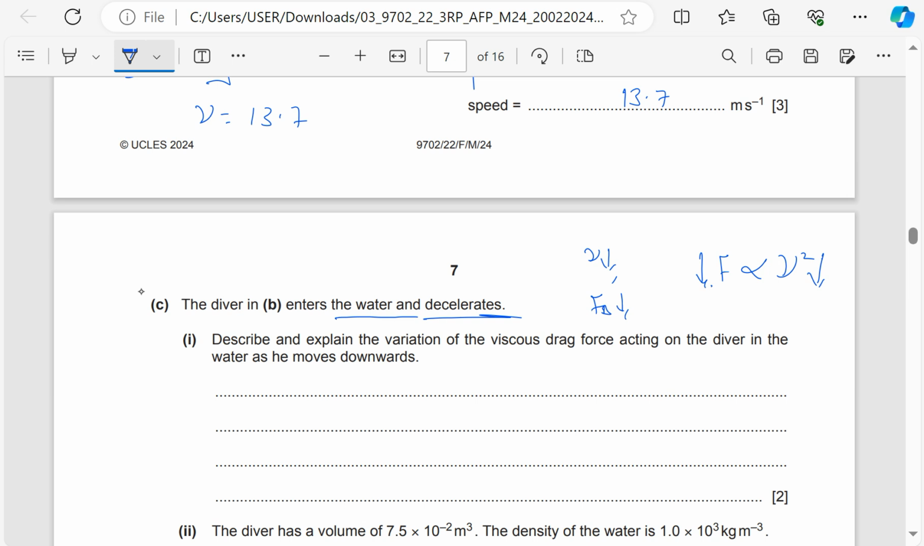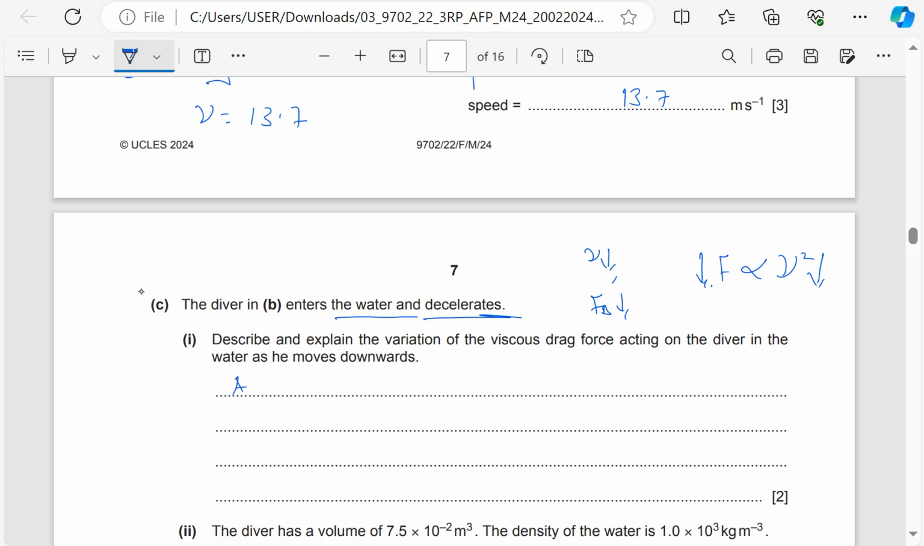Describe and explain the variation of the viscous drag force acting on the diver in the water as he moves downwards. The viscous drag depends on the speed. It's like air resistance. It depends on the speed. So as the diver moves down, the speed decreases because they say it decelerates. So the viscous force or viscous drag decreases.